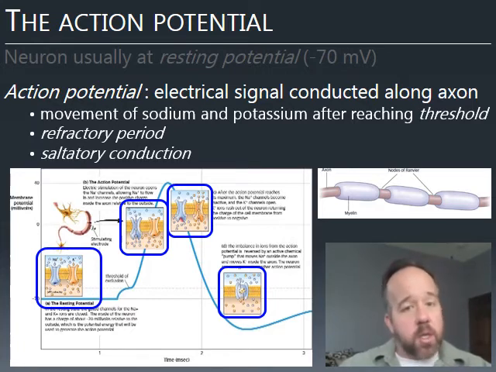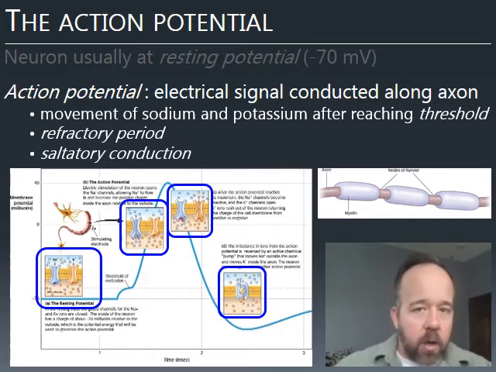Saltatory here has nothing to do with salt. It's from the Latin word to jump. And so what happens is the action potential will sort of jump from one uncovered portion of the axon to the next. And because it jumps, it's going much faster than if there were no myelin at all.